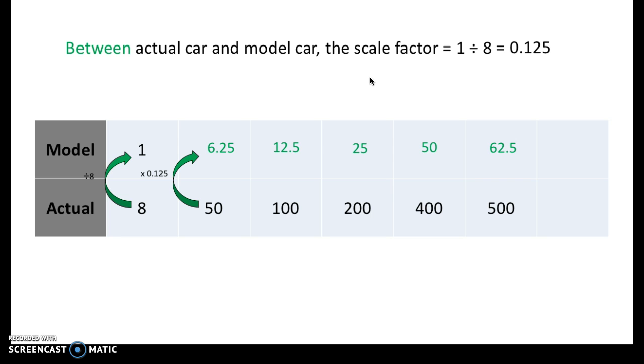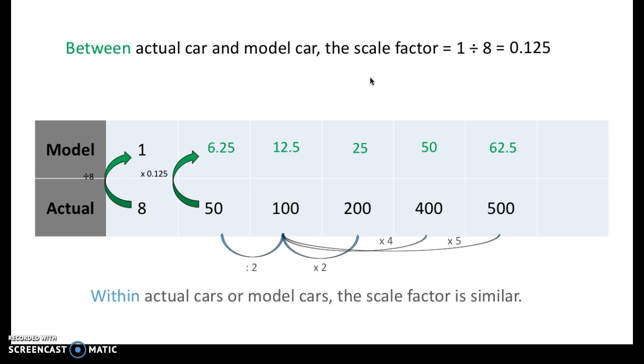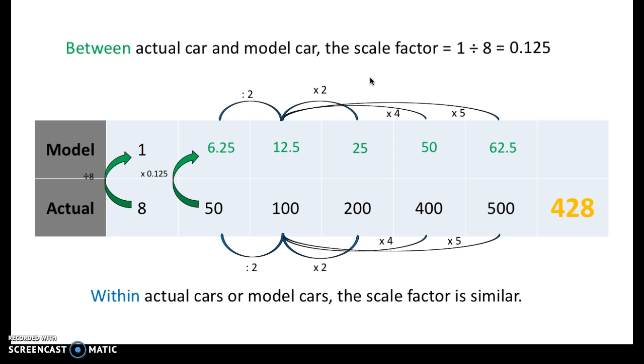We could also look at the within strategy, so within the part of the actual car, for instance. We could see that we can multiply by 2, by 4, by 5, or divide by 2. And a similar thing would happen for the model part of the car. So now let's take our actual speed of 428, and apply the between strategy or the within strategy. And in either case, we end up with 53.5 kilometers per hour.